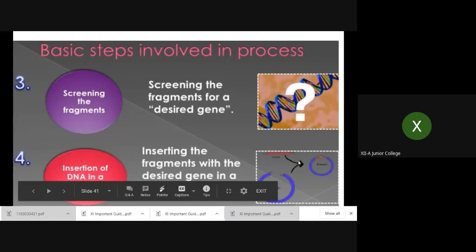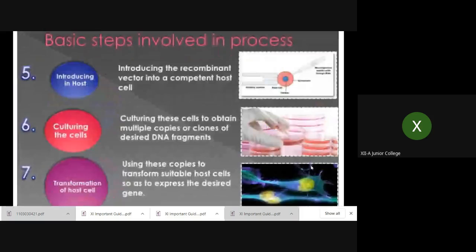So it can fit here, and this plasmid is now called recombinant DNA, because a combination of two different things is there, that is, the DNA fragment with the gene of interest is inserted in the plasmid, and this is what is called recombinant DNA. Now the next step is what? Introducing the recombinant vector into a competent host cell.